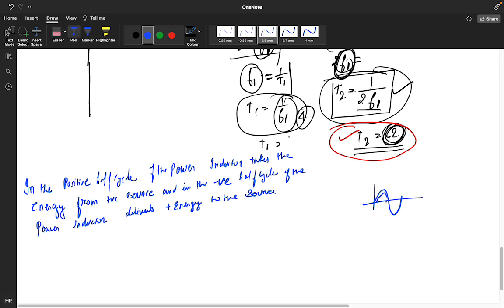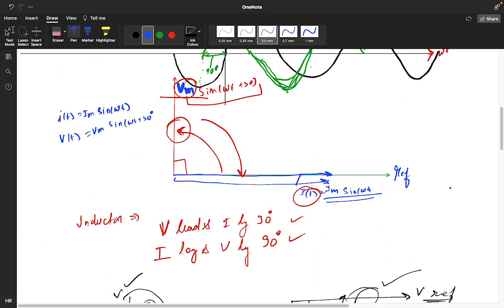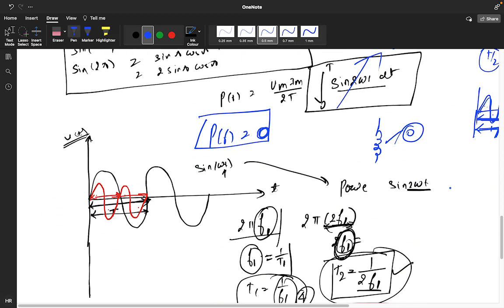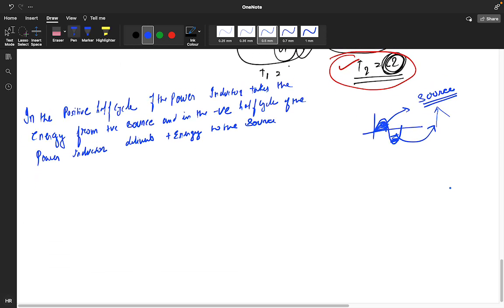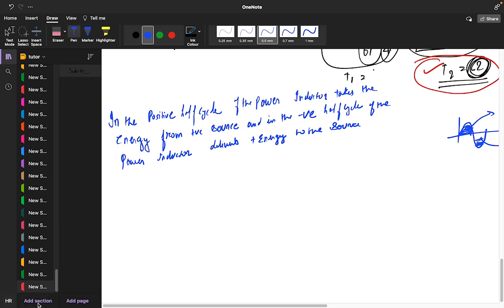First, the inductor is absorbing energy. From where is it absorbing energy? From the source, in the positive half cycle. And in the negative half cycle, what is it doing? It's delivering energy. Where is it delivering energy? It's just delivering energy to the source, we can write. Okay, so this was the concept of the inductor. So I hope everyone is clear. Now come to the concept of the capacitor.